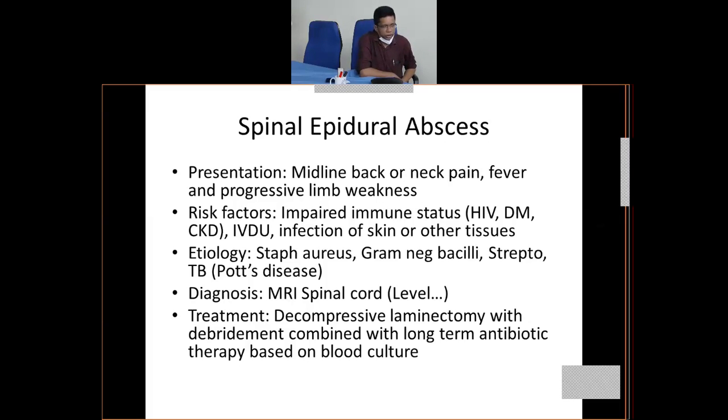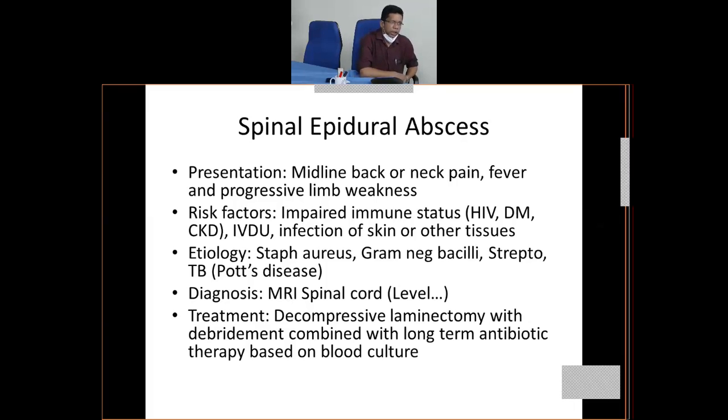The most common causes may be gram positive or gram negative, like Staph aureus, which is one of the important causes of subdural abscess. Sometimes gram negative bacilli, especially if there is septicemia, sometimes streptococci, and in our setup, if there is a chronic history of pain and fever, then always you have to rule out TB or Pott's disease.